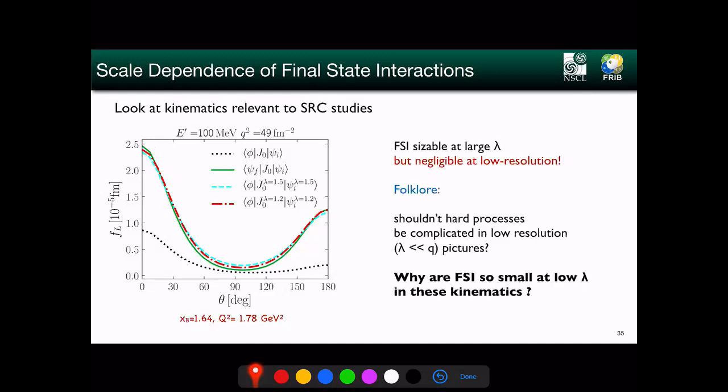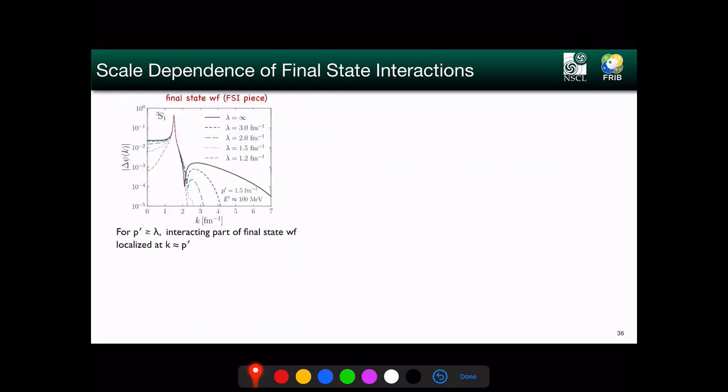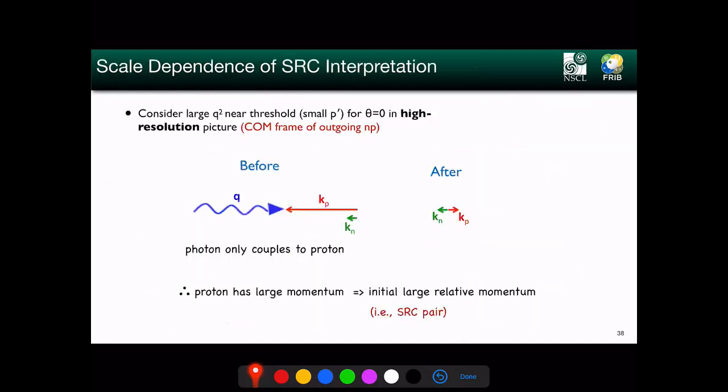So that might be something to explore. The folklore has always been that hard processes should be very complicated or non-intuitive to describe in a low resolution picture. But maybe, given this factorization behavior of all the Q dependence, and the fact that we can find certain regions of kinematics where the final state interactions are strongly scale dependent, maybe it's something worth revisiting. I'm going to skip the rest. It's too bad I don't have time to do that.